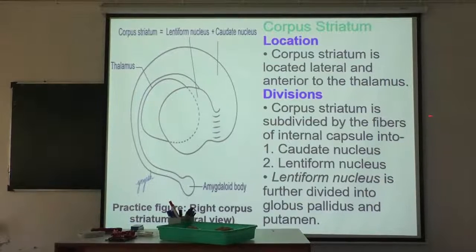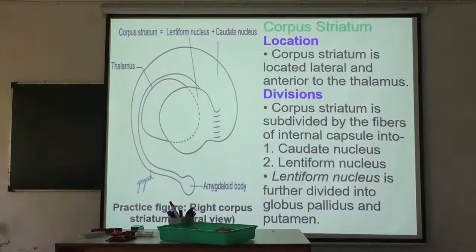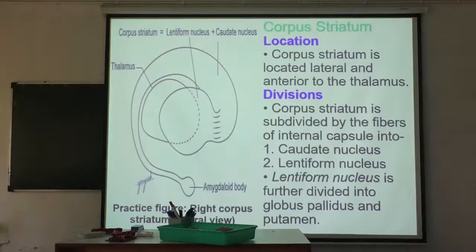What are the divisions? Corpus striatum is subdivided by the fibers of the internal capsule into caudate nucleus and lentiform nucleus. And lentiform nucleus is further divided into globus pallidus and putamen.